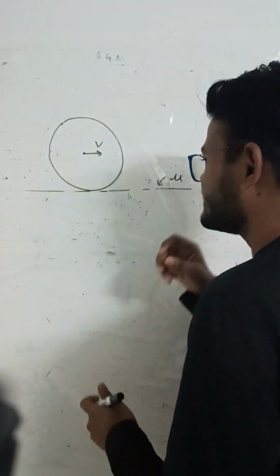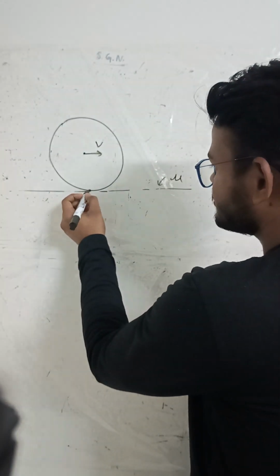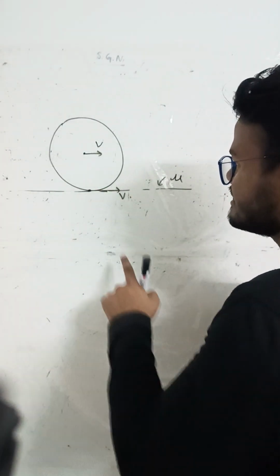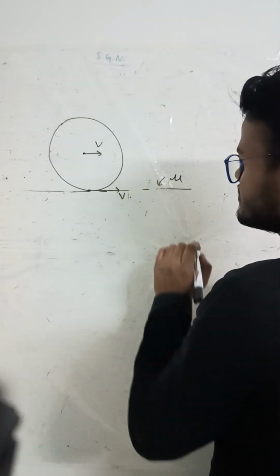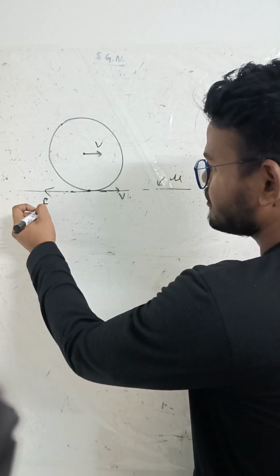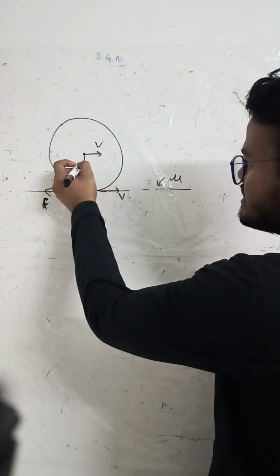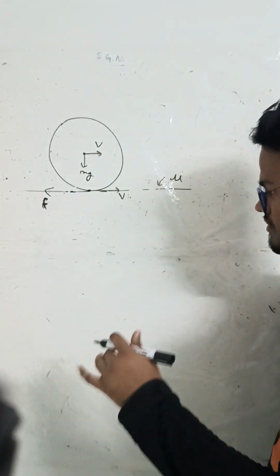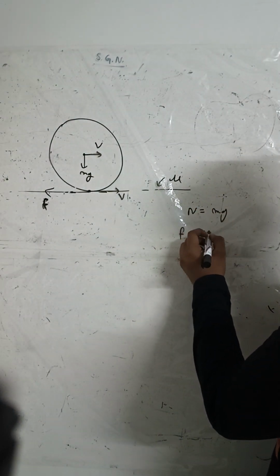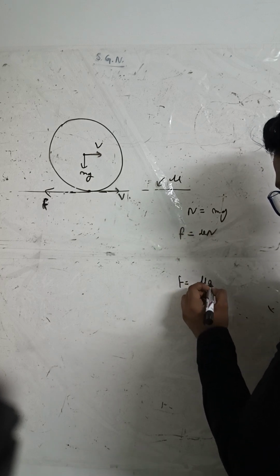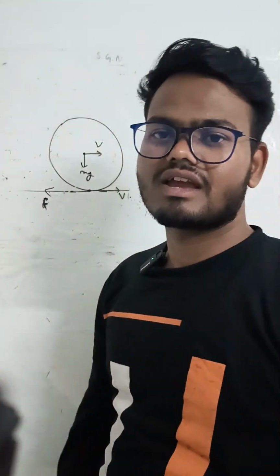So let's suppose the center of mass has velocity v, then this point will also move with velocity v. Since there is relative motion, there should be a friction force that will oppose this relative motion. This friction is kinetic, and mg acts in the downward direction, so normal equals mg, and friction equals mu N, so friction equals mu mg, and that will remain constant because it is kinetic friction.